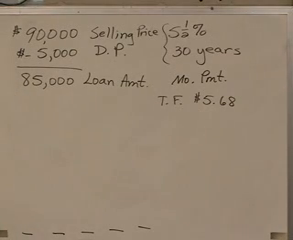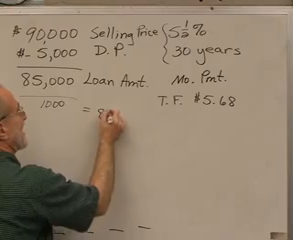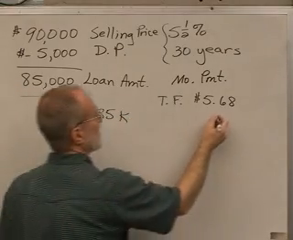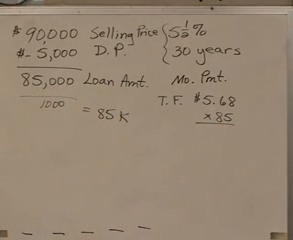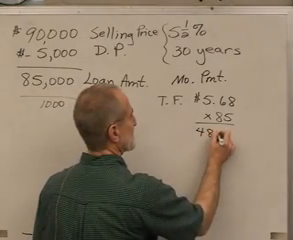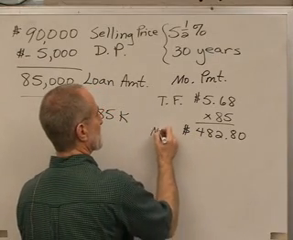Now, how many thousands are we borrowing? We divide our loan amount by 1,000. We're borrowing 85 of those $1,000 chunks. So we're going to multiply this table factor. Remember, a table factor is always multiplied times something. We're going to multiply that times 85, and that's going to be our monthly payment. To the nearest penny, I get $482.80. Does that look right? That would be our monthly payment.